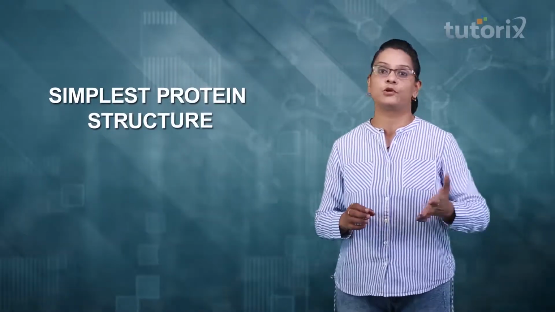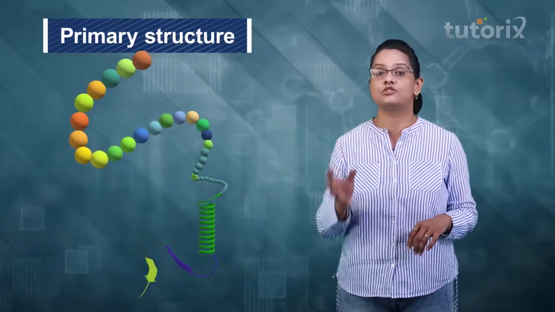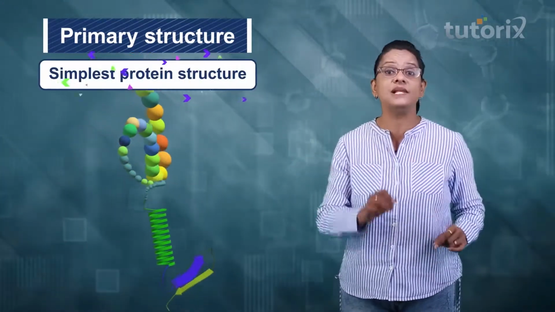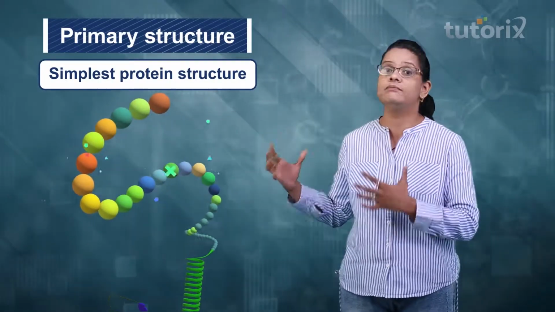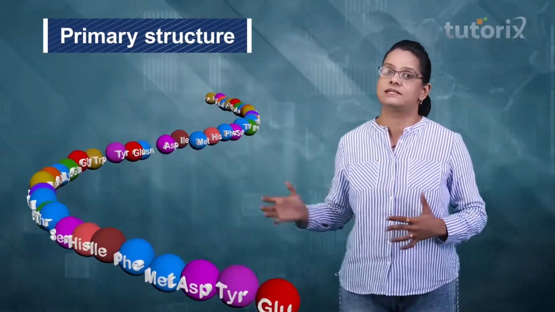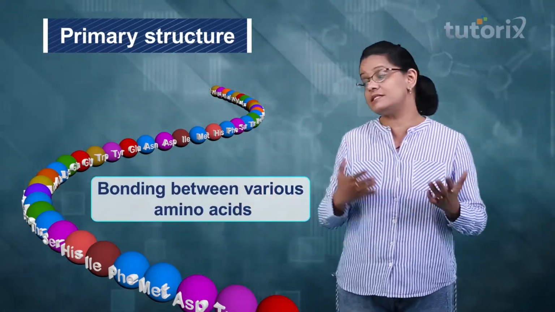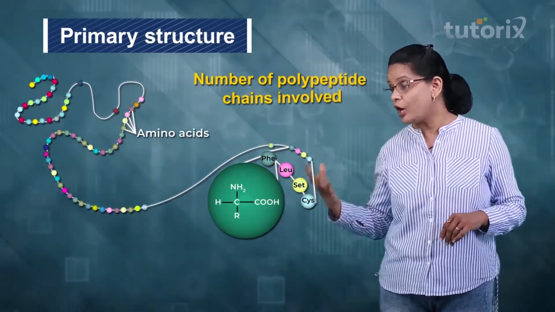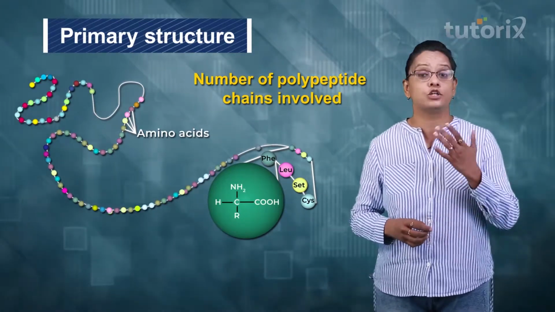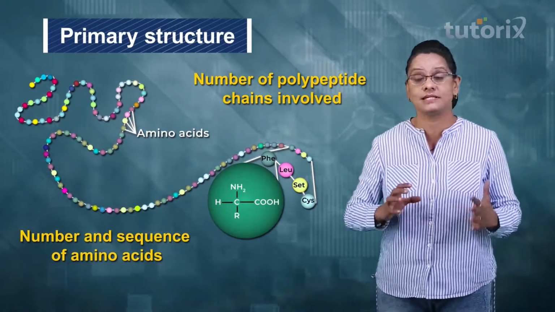Friends, let's first focus ourselves on the simplest protein structure, which is the primary structure. So guys, the primary structure is the basic or the simplest protein structure which is formed just by bonding between various amino acids. So, a straight chain structure formed by bonding between amino acids is the primary structure. The primary structure tells us about how many polypeptide chains are involved in the structure. It also tells us about the number and the sequence of amino acids in the structure.